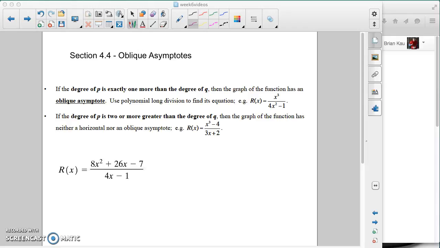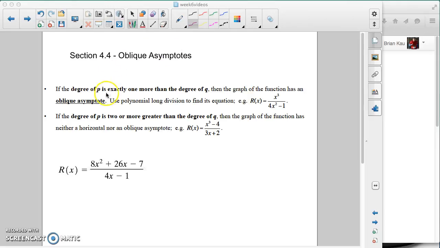Alright, in our final video for section 4.4, we're going to talk about oblique asymptotes. This is the final type that we're going to be discussing in this class. There are some other asymptotes that are quadratic in those types, but we're not going to be dealing with those in this class. You're going to be dealing with vertical, horizontal, and oblique.